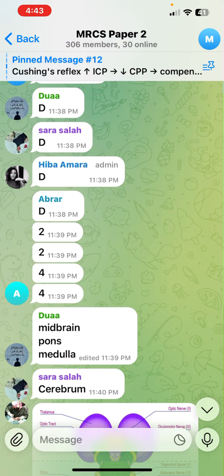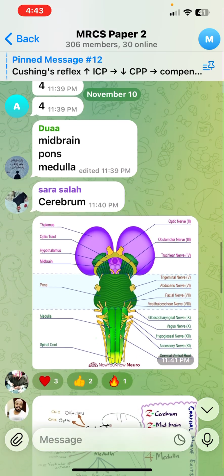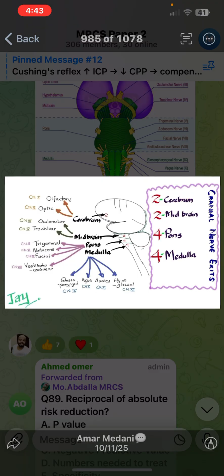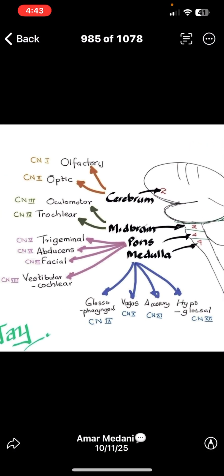So there are two nerves, four nerves. This is a beautiful diagram of the nerves. First two, olfactory and optic, from the cerebrum; second two, oculomotor and trochlear, from the midbrain; then next four, trigeminal, abducens, facial, vestibulocochlear, from the pons; then last from the medulla: glossopharyngeal, vagus, accessory, and hypoglossal.